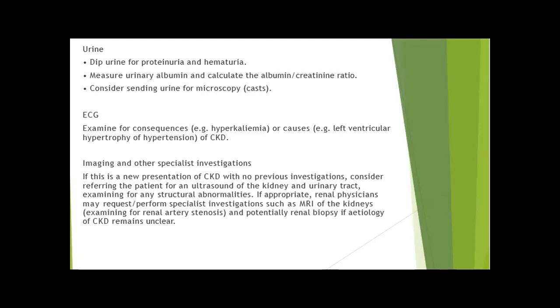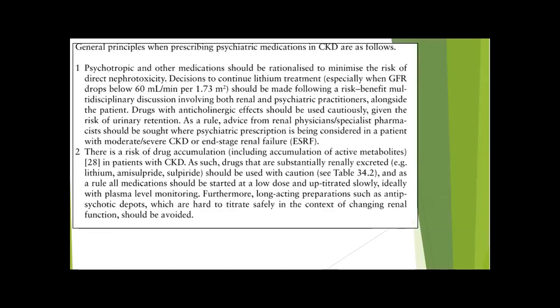Consider sending urine for microscopy. ECG examination for consequences, for example hyperkalemia, or causes, for example left ventricular hypertrophy from hypertension in CKD. Imaging and established investigations, in the case of a new presentation of CKD with no previous investigations: consider referring the patient for ultrasound of the kidney and urinary tract, examining for any structural abnormalities. If appropriate, the renal physician may perform further investigations such as MRI of the kidney, examining for renal artery stenosis, and potentially renal biopsy if the etiology of CKD remains unclear.